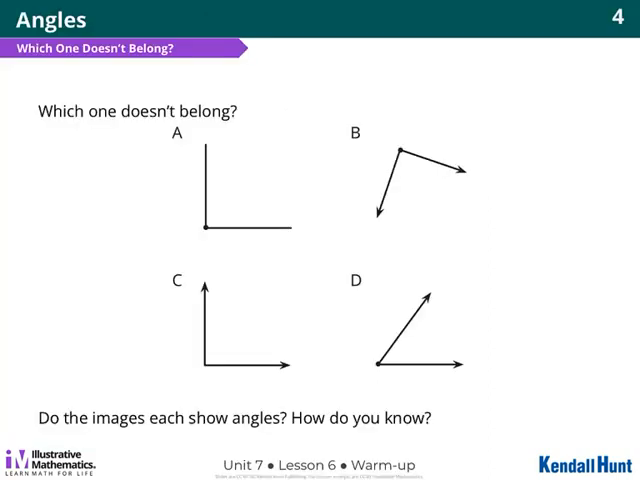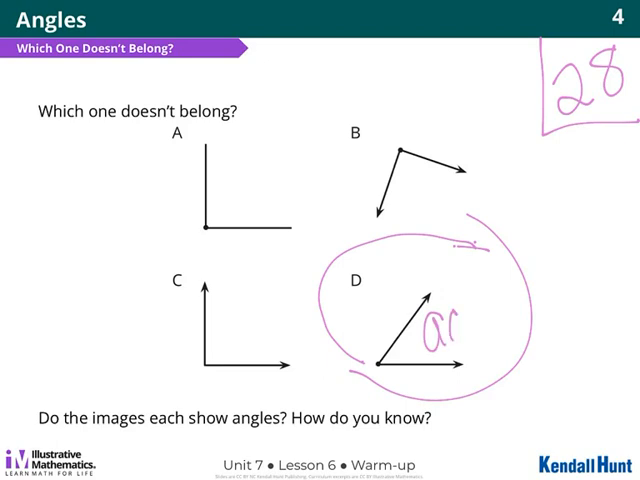So, turn to page 28 in your workbooks. And take a minute to decide which one doesn't belong. Let's go ahead and share. Which one doesn't belong, and don't forget to tell me why. Jerica. Maybe it's D because it's acute. Okay, I agree that could be it. Okay, Vivian. C because it doesn't have a vertex.